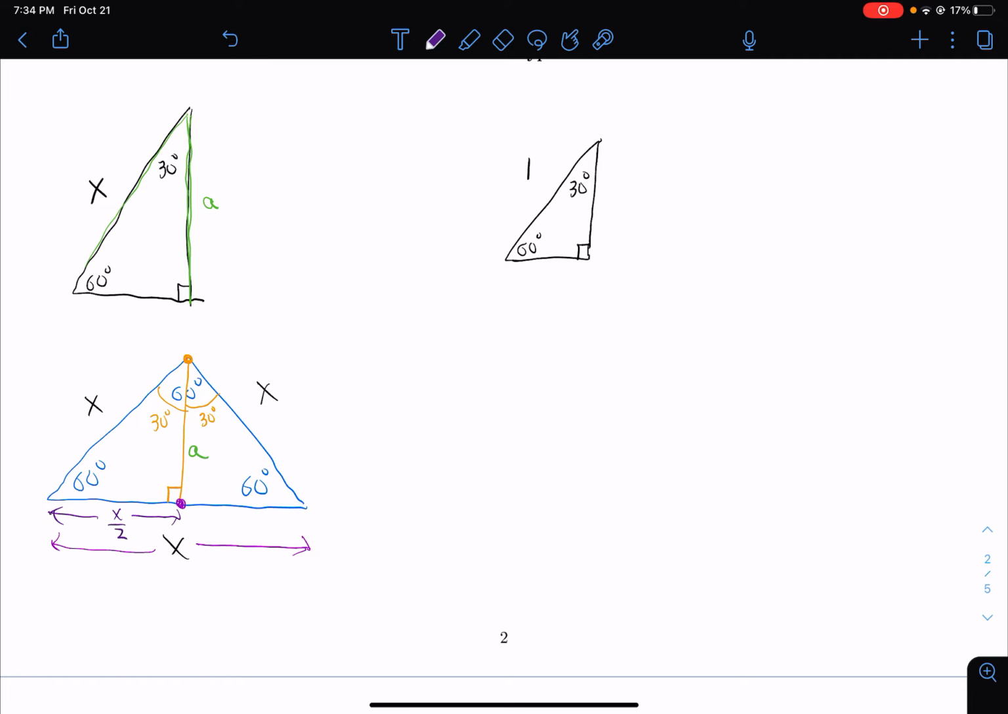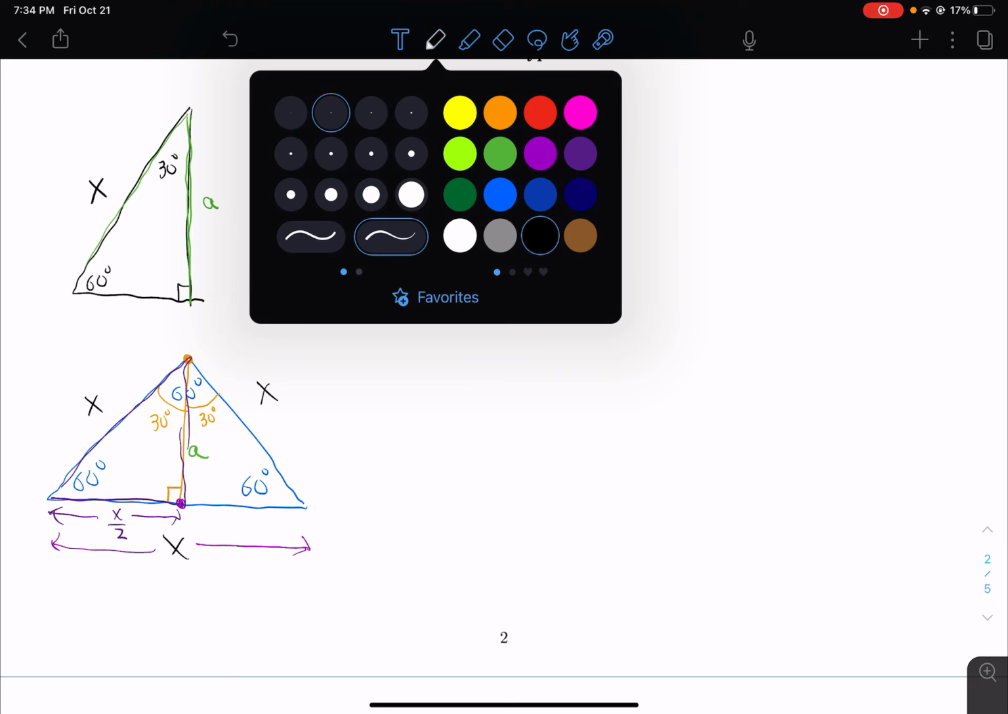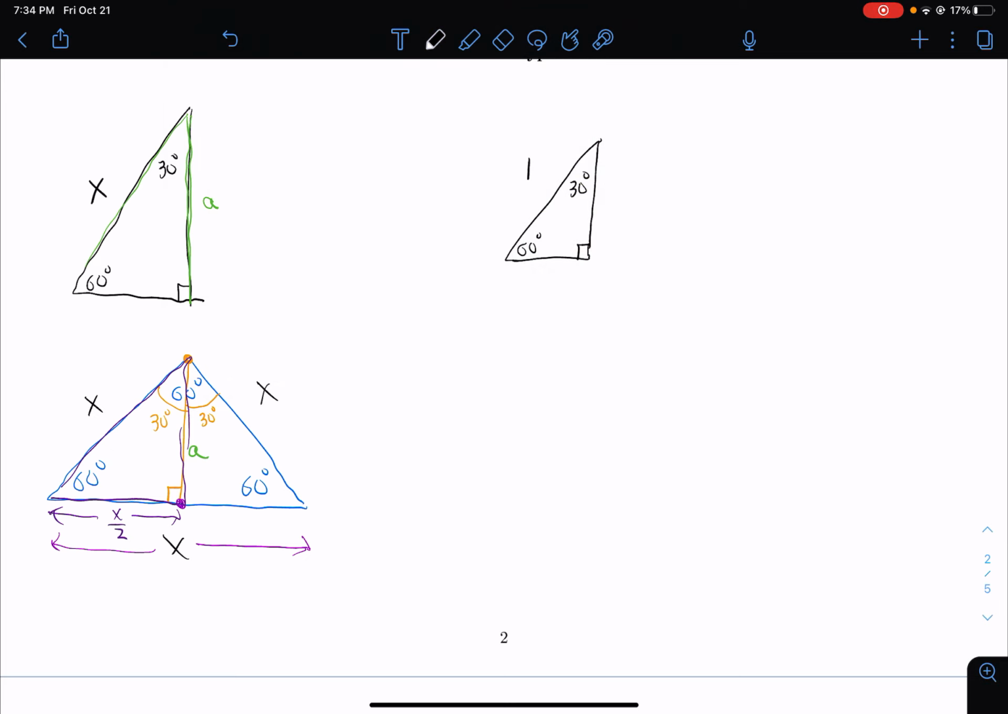Okay, so let's do some Pythagorean theorem in this 30, 60, 90 triangle now. That's going to give us x over 2, that's one of our legs, squared, plus the other leg, a, squared, equals the hypotenuse squared, x squared. And simplifying this, I get x squared over 4 plus a squared equals x squared. So let me try to isolate the a.